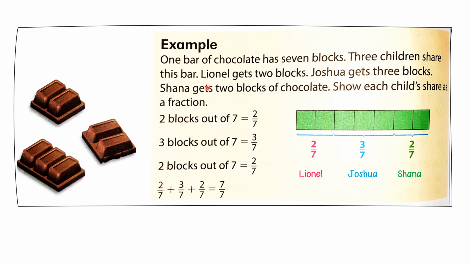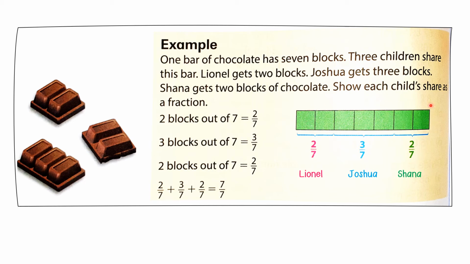So the first child is Lionel, and Lionel gets 2 blocks out of 7. We can write this as a fraction. It will be 2 out of 7 or 2/7. And we can also show it on this rectangle, which we divided into 7 equal blocks, because remember, a fraction is an equal part of a whole. Fractions are equal parts of a whole.